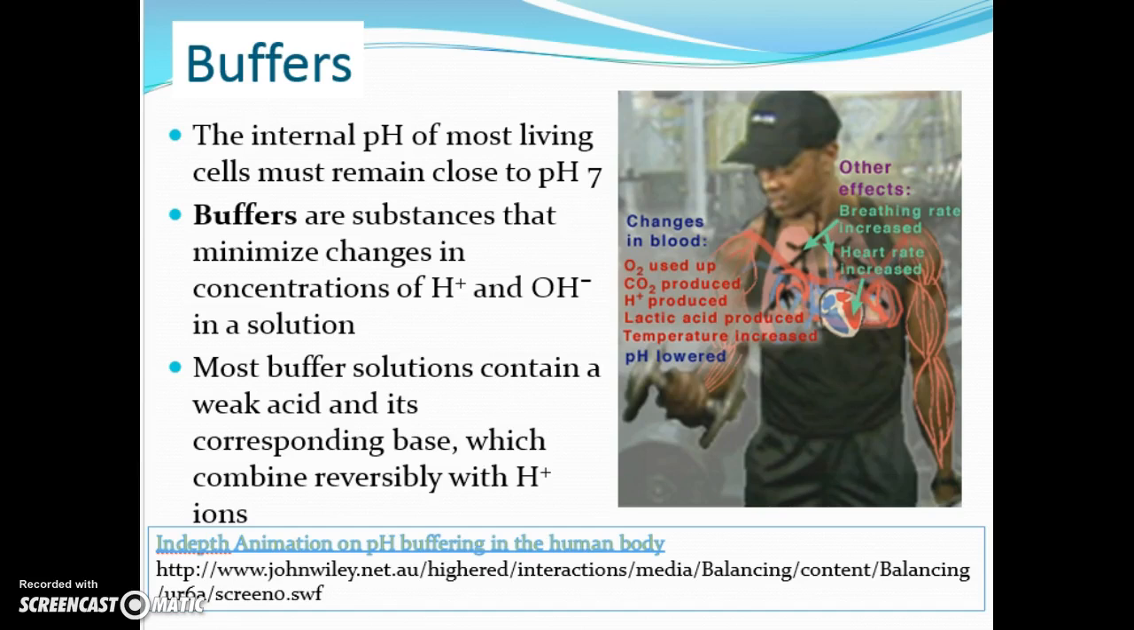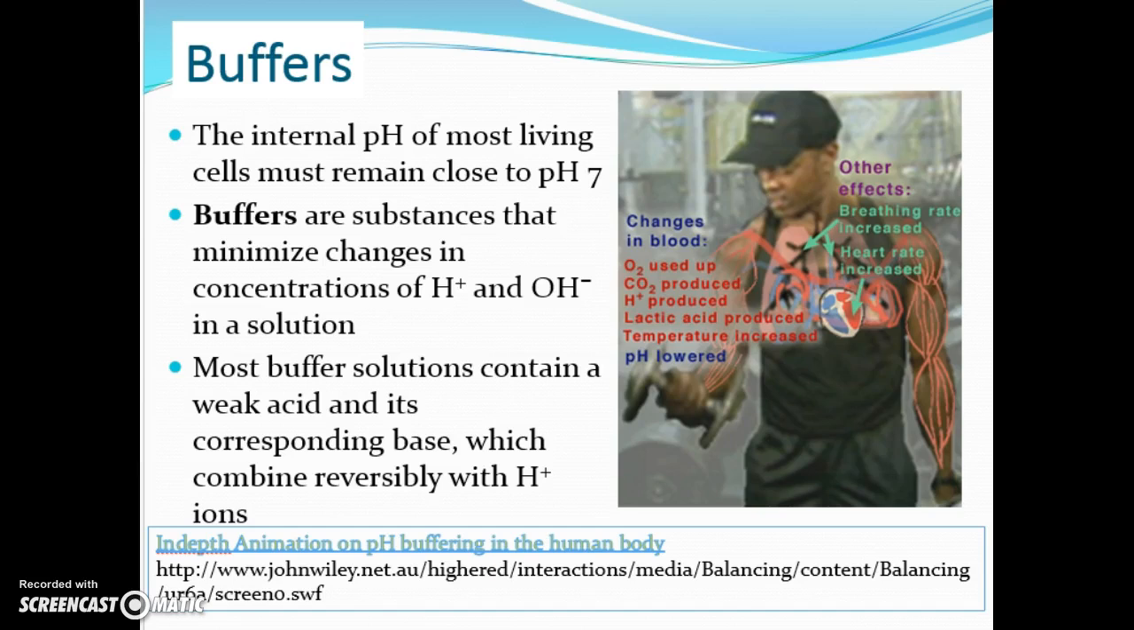There are different buffering systems in the body that are primarily used to maintain this neutral pH. Depending on what we're doing, we can change our pH by what we eat or by exercising. Some diseases actually cause a change in a person's pH. So there are systems within the body that help regulate that.